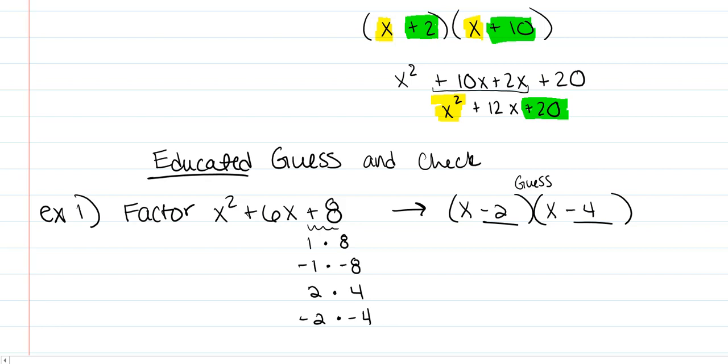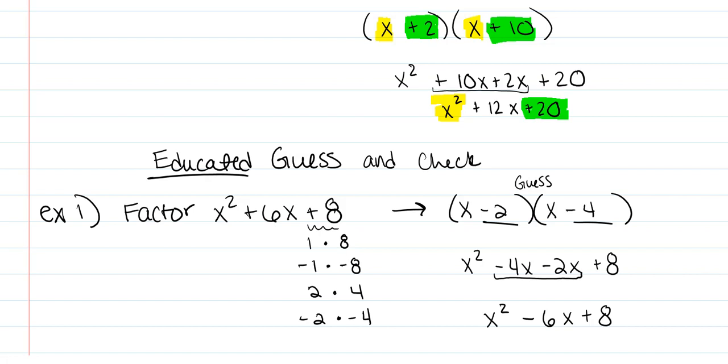All right, now I'm going to distribute: x squared minus 4x minus 2x plus 8. I combine my like terms, and I get x squared minus 6x plus 8. Okay, I'm noticing this isn't quite right. Let's take a look at what's going well and what's not.